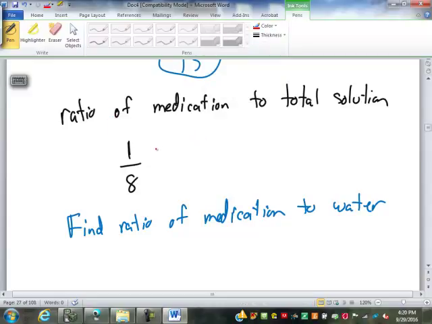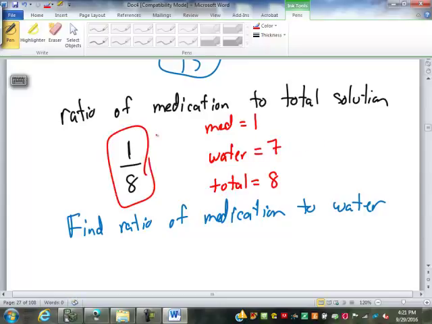How many parts of medication are represented in this ratio? 1. How many parts of water? This is the tougher one. The 8 represents the total parts represented, correct? So the parts water would be 8 minus 1 or 7. So in this ratio, all 3 of those numbers are represented. That's not necessarily 7 milligrams. It's 7 parts out of every 8 parts. So the ratio of medication to water is 1 to 7.